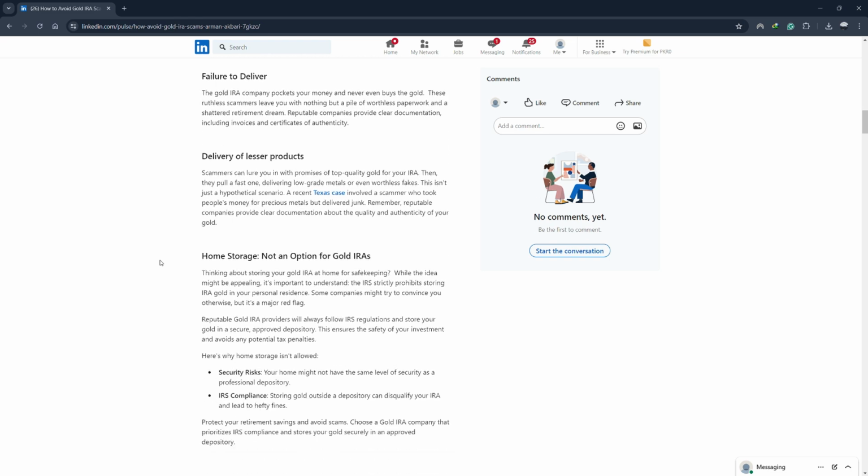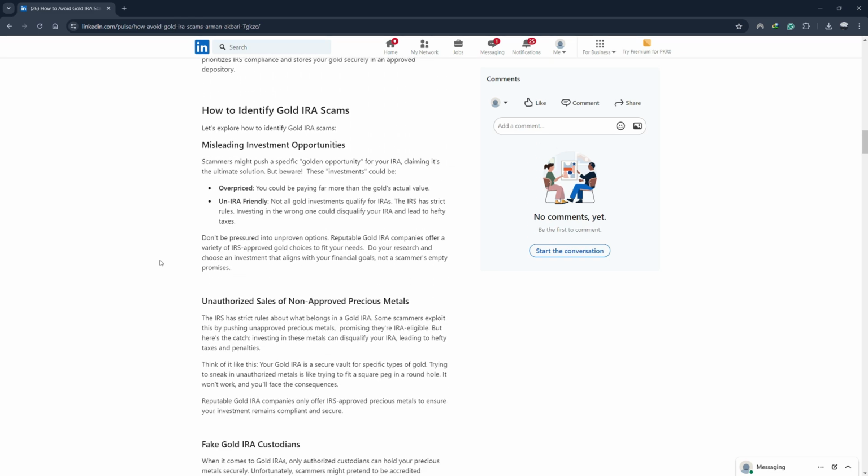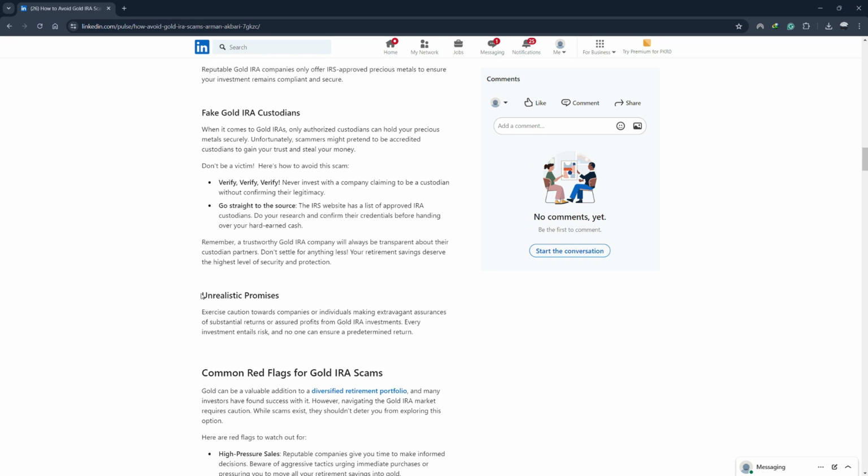2. Unrealistic promises. Scammers often promise guaranteed high returns with little to no risk. Remember, all investments carry some degree of risk. If an offer sounds too good to be true, it probably is. Be wary of any investment that guarantees huge returns without any downside.